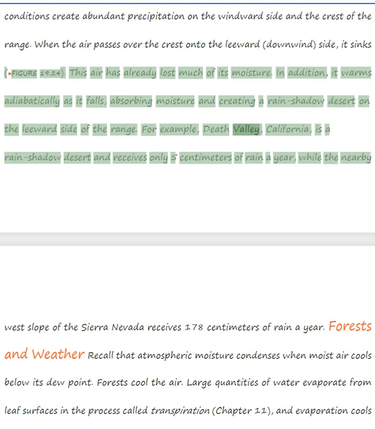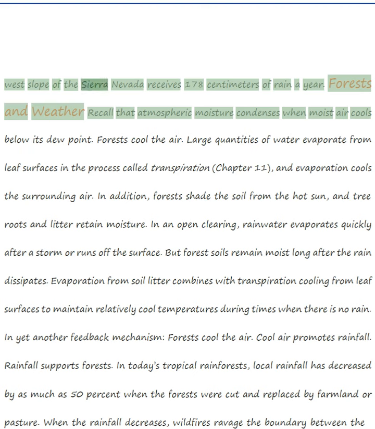For example, Death Valley, California, is a rain shadow desert and receives only 5 centimeters of rain a year, while the nearby west slope of the Sierra Nevada receives 178 centimeters of rain a year.